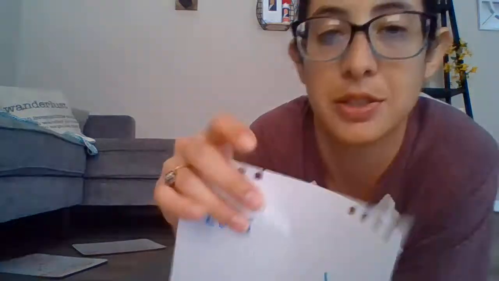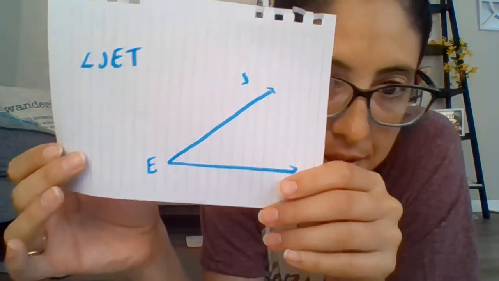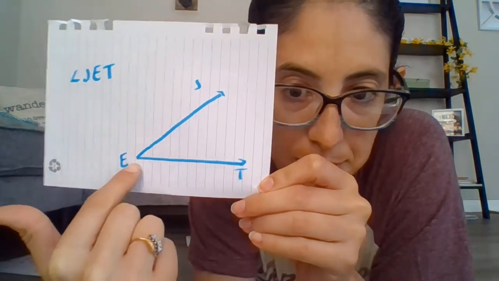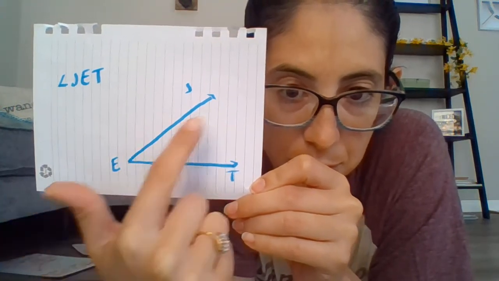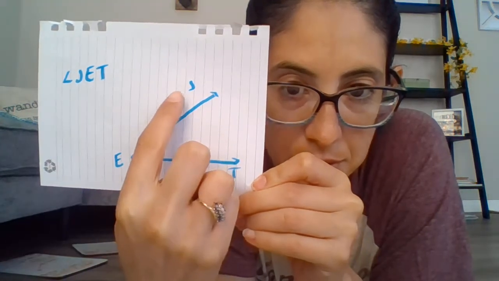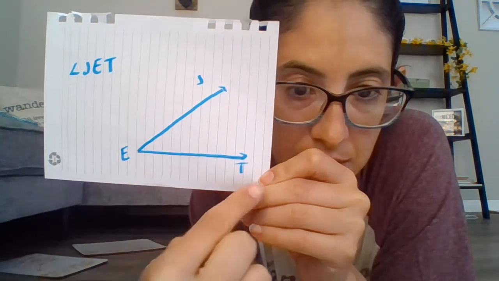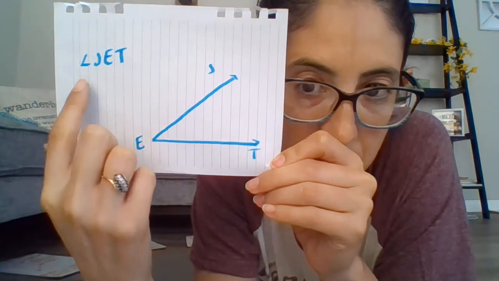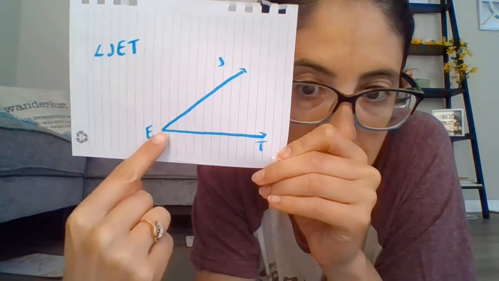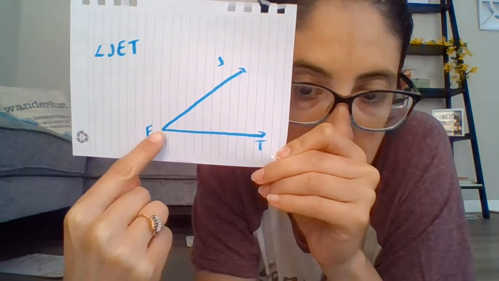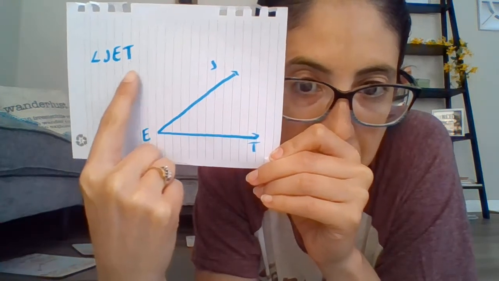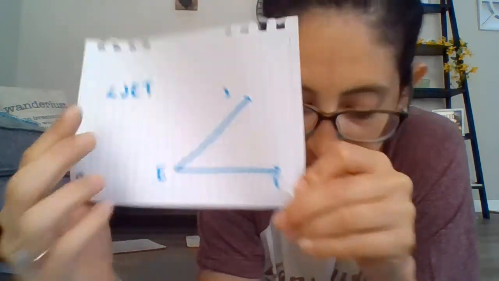Okay, so here's my angle. My angle has a name, it has 3 points, and here's my vertex where the endpoints of the rays meet, and then my angle is JET. So this is how it's named. Notice that the middle letter is the vertex, where the 2 rays meet. So I need to find the measure of angle JET.